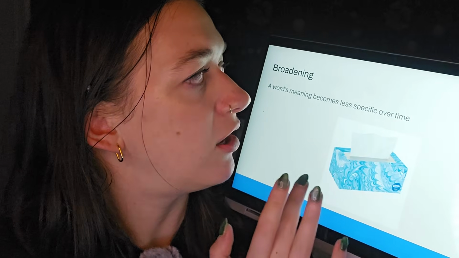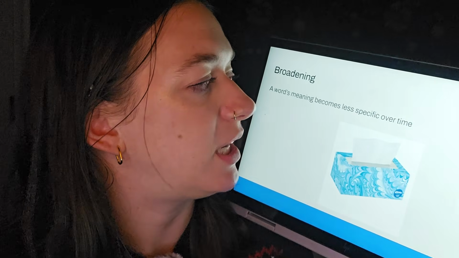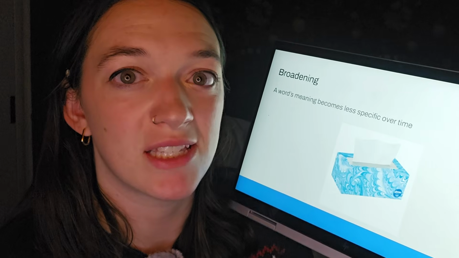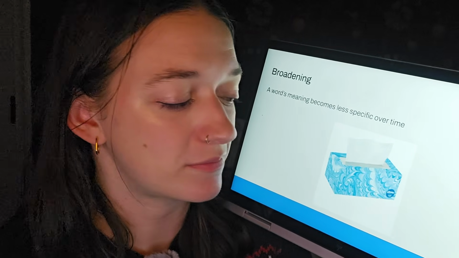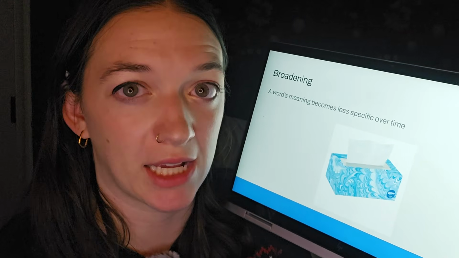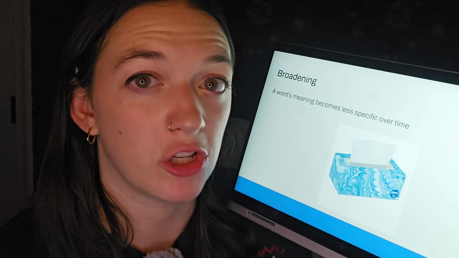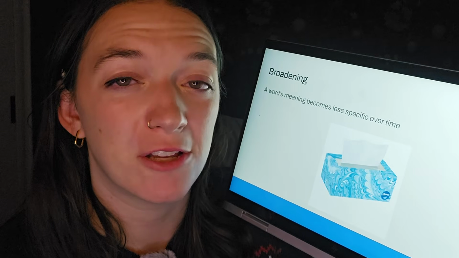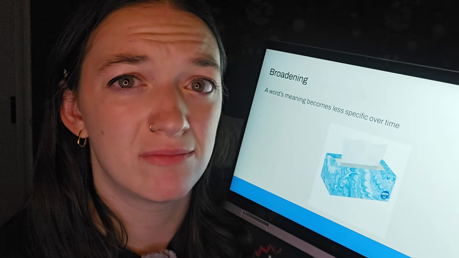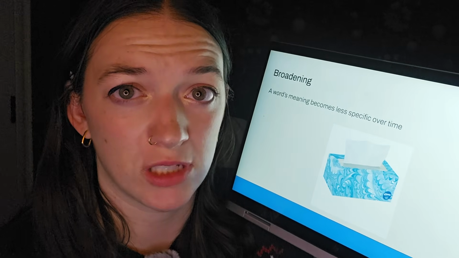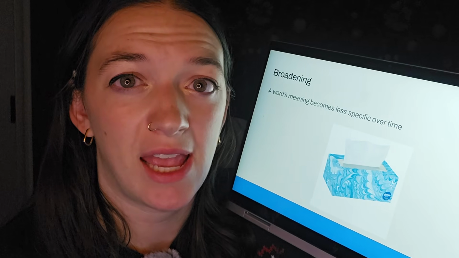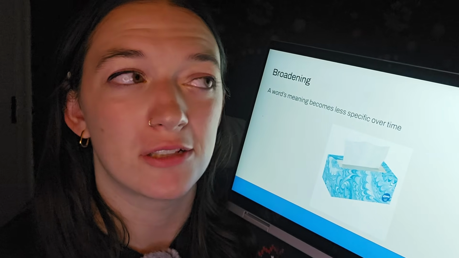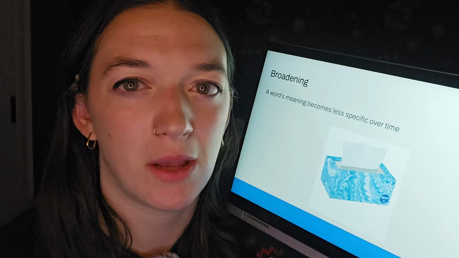We see the opposite happen, which is when a word's meaning becomes less specific over time. An example of this is the word Kleenex. Kleenex was developed as a brand name that referred to a specific brand of facial tissue, but now it can refer to really any tissue or facial tissue. If you say, hey, hand me a Kleenex, no one will say, actually, those are puffs. They would just hand you a tissue.